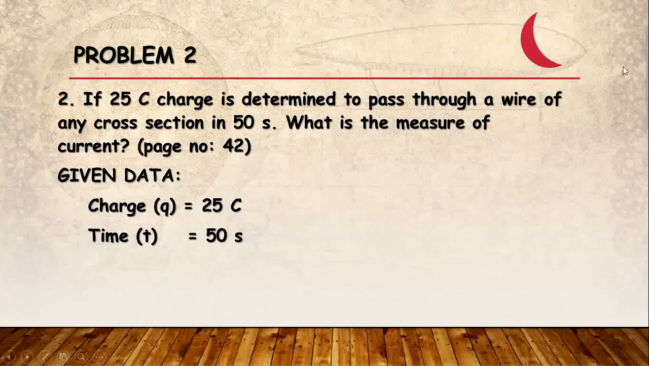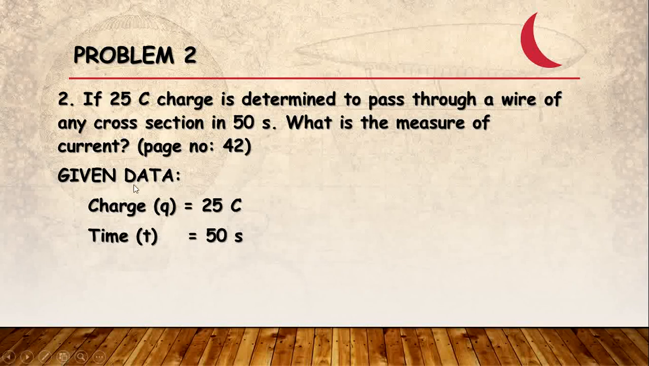Problem 2 in page number 42 in your science book. If 25 coulomb charge is determined to pass through a wire of any cross section in 50 seconds, what is the measure of current? Electric charge value is given as 25 coulomb. The charge flows in a wire within a time of 50 seconds. We have to measure the current in that wire.